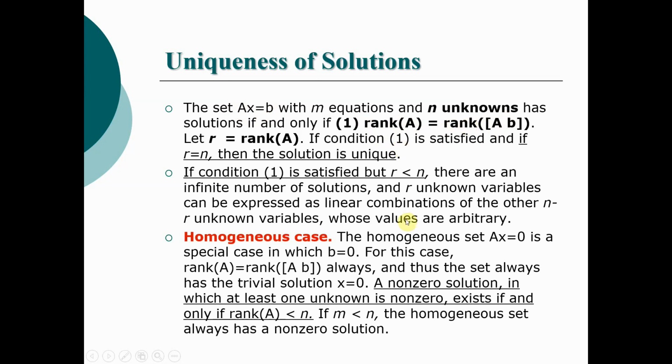So we covered all three cases. If rank of A is not equal to rank of the augmented matrix AB, then we have no solution. If rank of A is equal to rank of AB and rank of A is equal to n, then it means that we have a unique solution. If rank of A is equal to rank of AB, but this number is smaller than the number of unknowns, it means that we have infinite number of solutions.